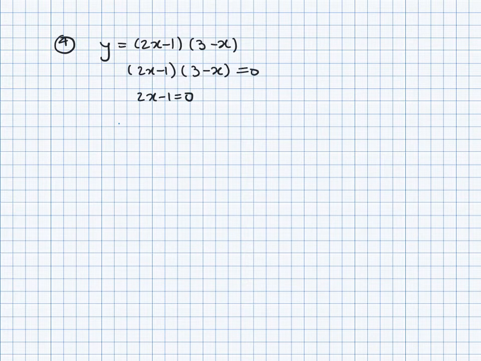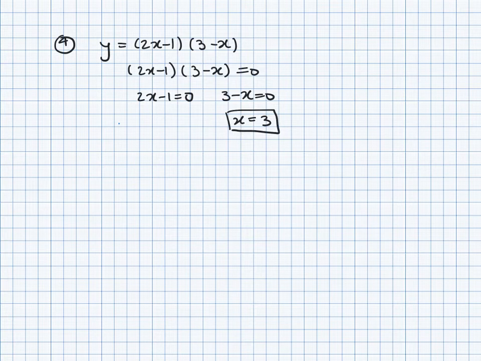I don't know how many more questions I have. I think 2 more. So the next one, y is equal to (2x take away 1) and (3 take away x). This is equal to 0 only if (2x take away 1) times (3 take away x) is equal to 0. That's only going to happen if the first part is equal to 0 or the second part is equal to 0. And again, you solve it, okay?